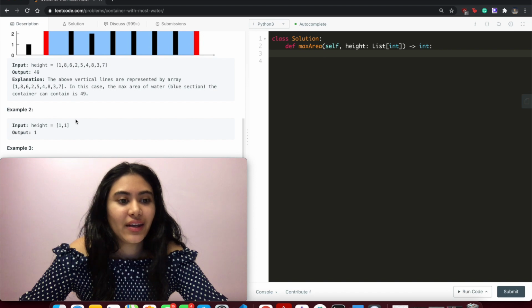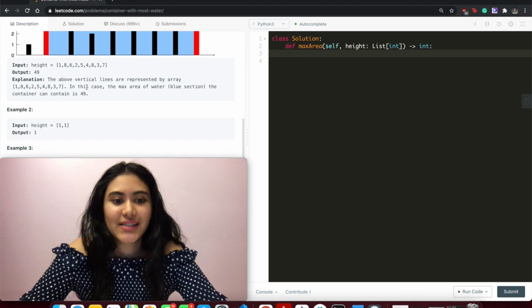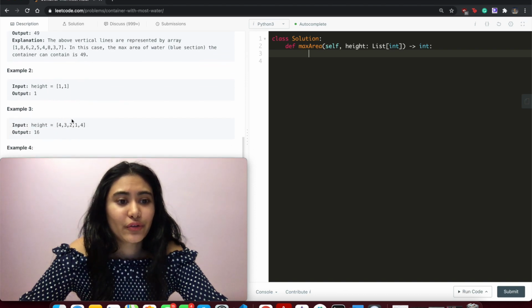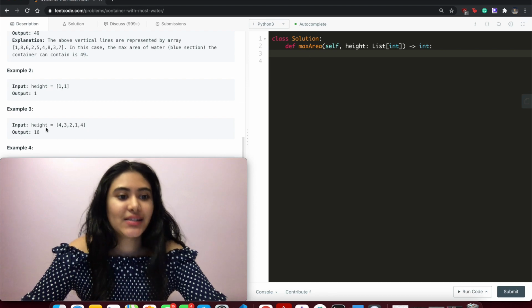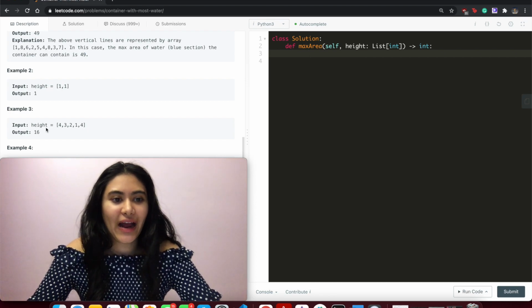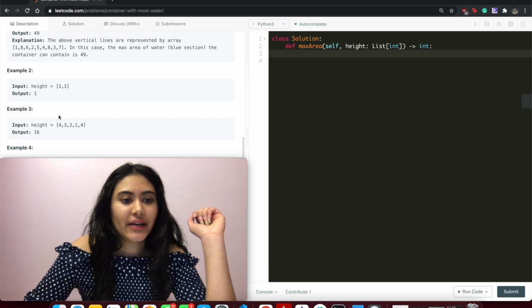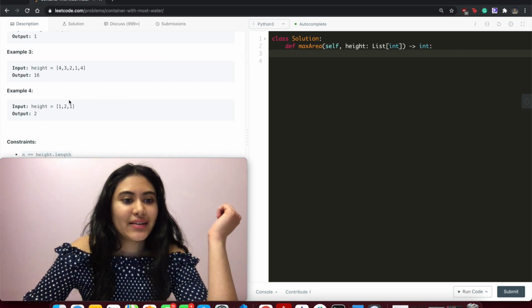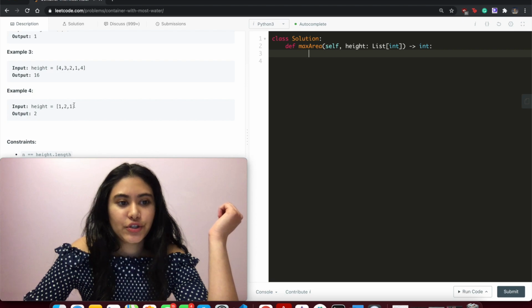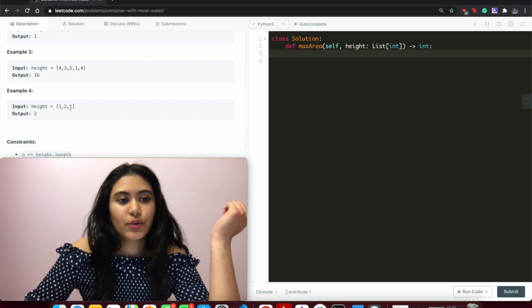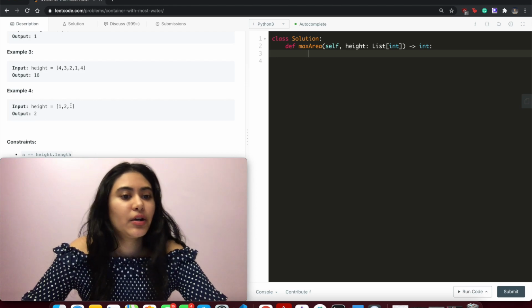Here, if we're just given heights of 1, 1, this would be 2 bars of height 1. The distance between them would be 1, so we'd have a height of 1 and a width of 1, giving us an area of 1. Next, 4, 3, 2, 1, 4. We would give 16. Since the two ends are both 4, they're the highest numbers we see, we would just do 4 times the distance between them, so indices 0, 1, 2, 3, 4. So 4 times 4 is 16. And 1, 2, 1 would be 2, and here you could probably go either 1 to 1 or straight up 2 just by itself.